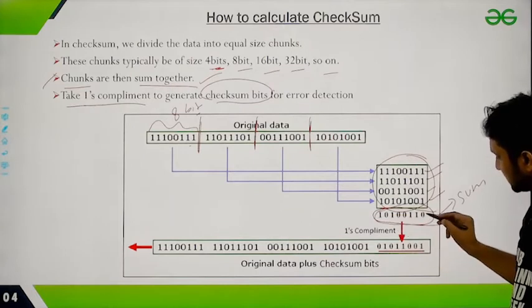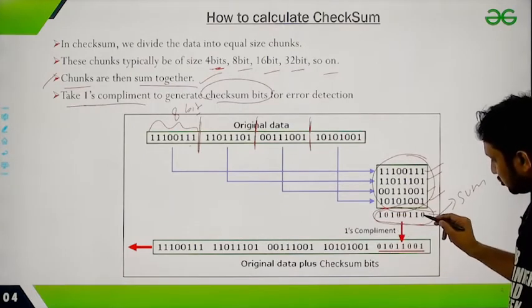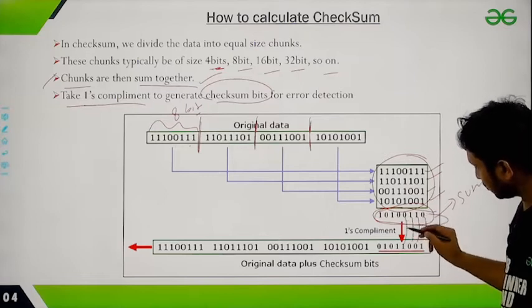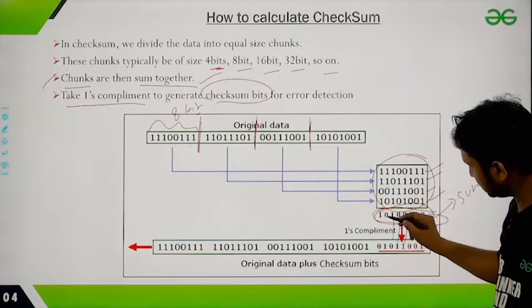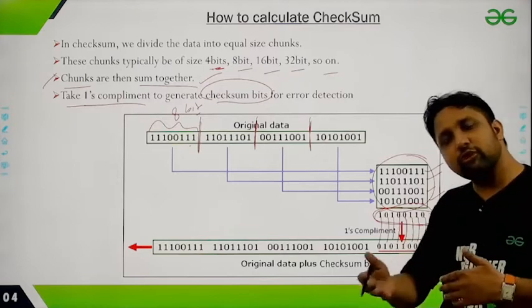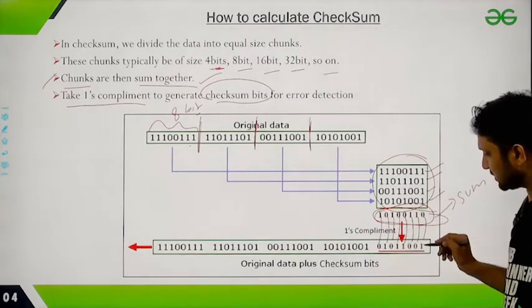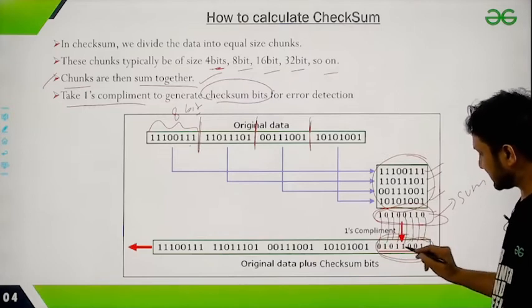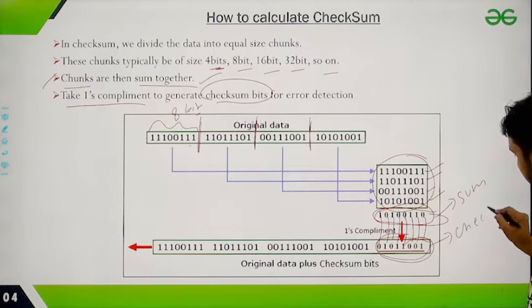What is one's complement? Simply flip the bits: 1 to 0, 0 to 1, and so on. So simply flip the bits, and that will be the one's complement. This is actually the checksum bits.